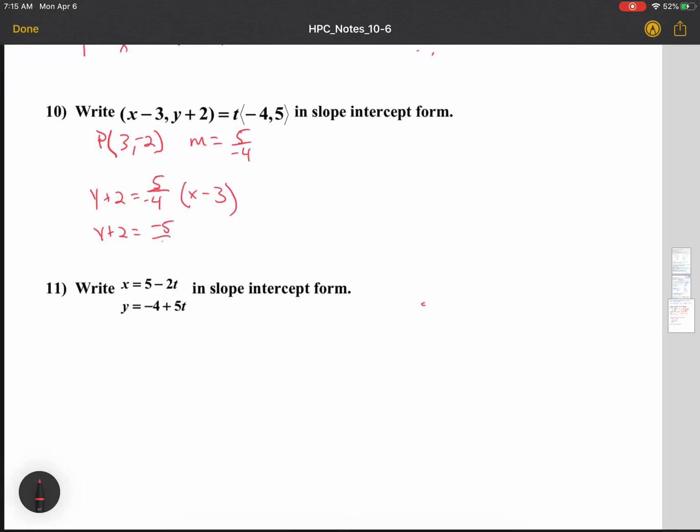We expand that out. You have y plus 2 equals negative 5 fourths x plus 15 over 4, minus 2 as 8 over 4. That's going to give you y equals negative 5 fourths x plus 7 fourths. All right. Not too bad, not too bad.